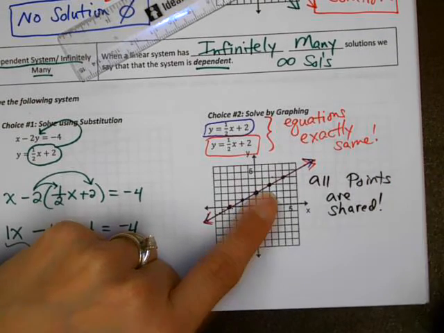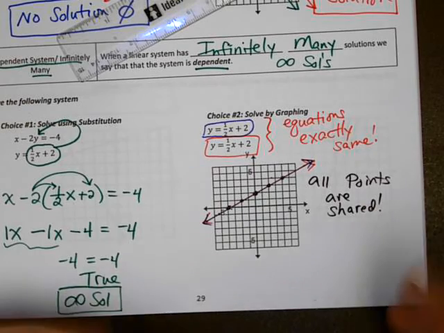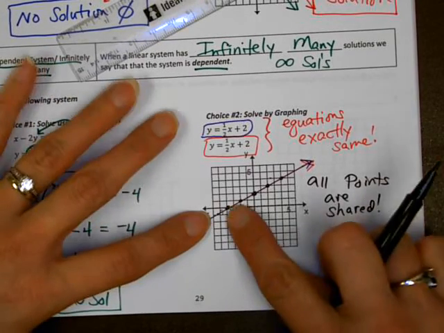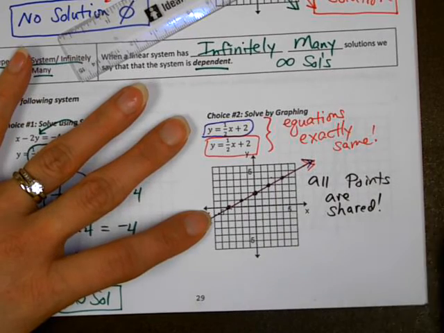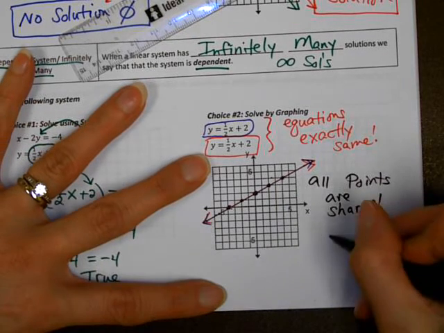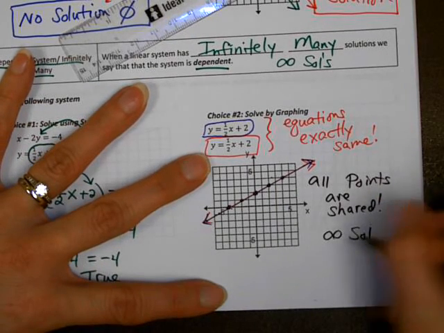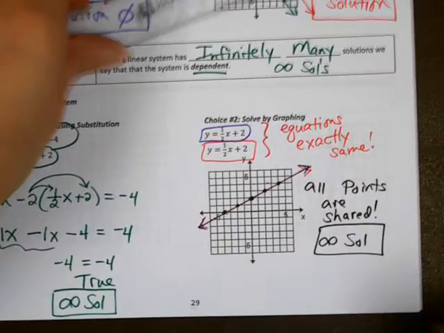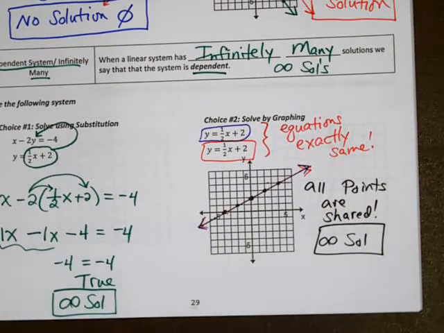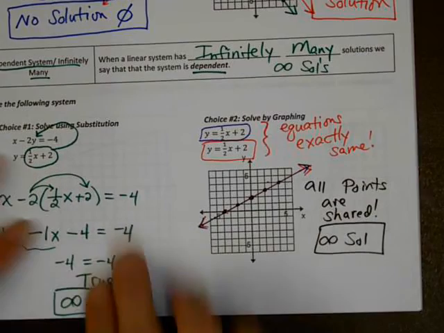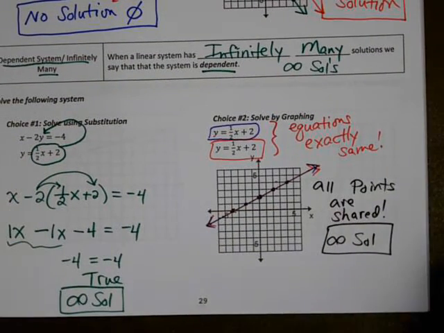Okay? So it's not every point in the world, but there are infinitely many points that they both have in common. So we say infinitely many solutions. If you're doing it graphically, the line is right on top of it, and it's the same line. If you're doing it algebraically, you get something that's true. Okay, let's turn the page.